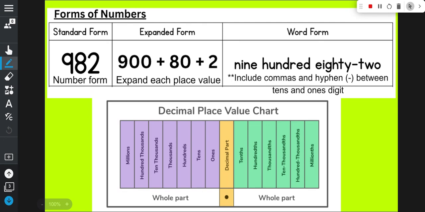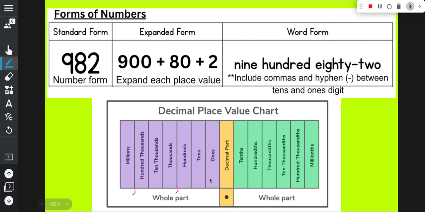And then word form, 982. We must include commas where commas are present, which would be here after the thousands. It would be here after the millions. And we have to have a hyphen, that's that little dash in the air, between the tens and ones digit. We have to have that anytime there's tens to ones digits.